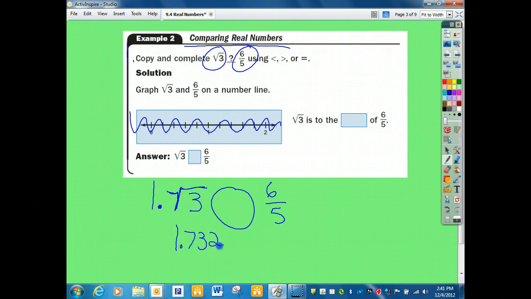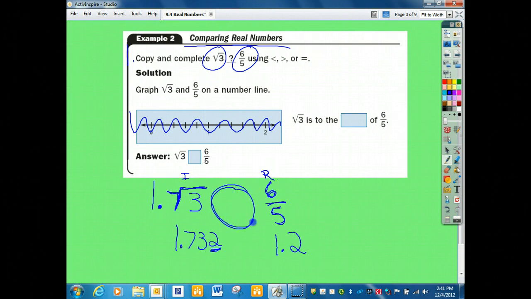1.732. Okay, we're good. Usually if you stop at the thousandths, you're pretty good. You don't need to write anymore. And then 6 divided by 5 is 1.6. 1.2. Now just for practice, you don't have to do this on your homework, but is the square root of 3 rational or irrational? Irrational. This one would be irrational, wouldn't it? How about 6/5? That's rational because it's a fraction. Absolutely, because it's a fraction. Okay, that was just extra practice.